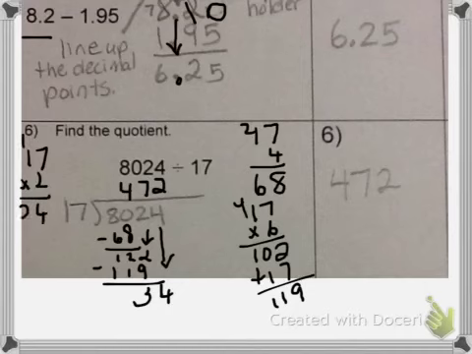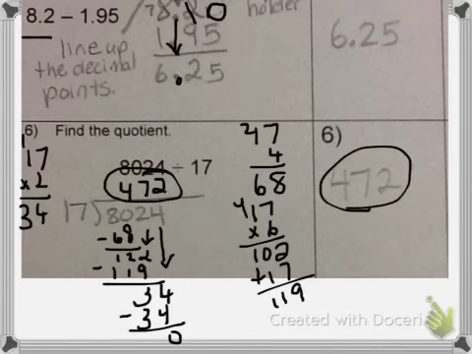14, carry the 1. That's 34. We're left with no difference, or no remainder. So our quotient is 472. That's over here already.